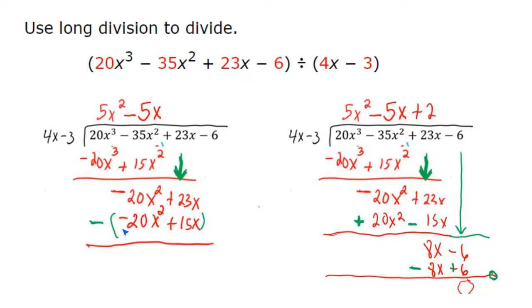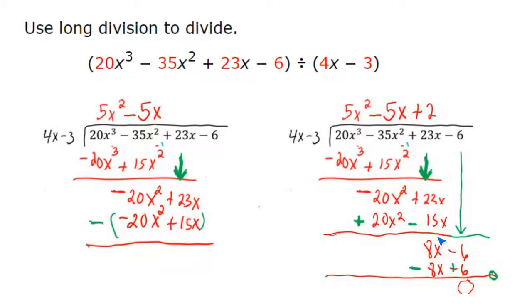And so we're going to go ahead and simplify that. So negative negative 20x squared is a positive 20x squared. Negative and positive 15x is a negative 15x. If I add these together, I get 0. And then 23x minus 15x is 8x. Bring down the 6. So then I multiply, or we can continue, right?